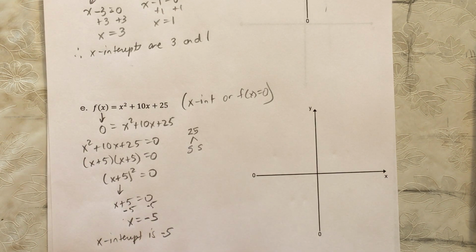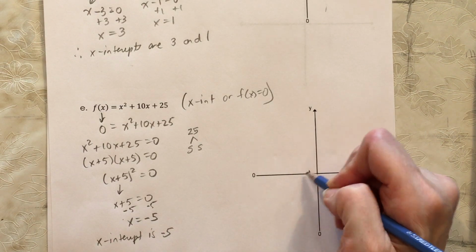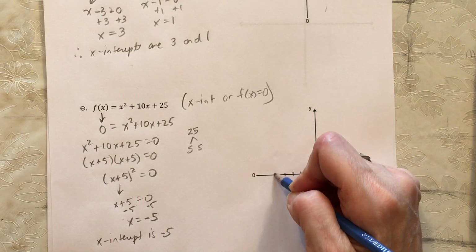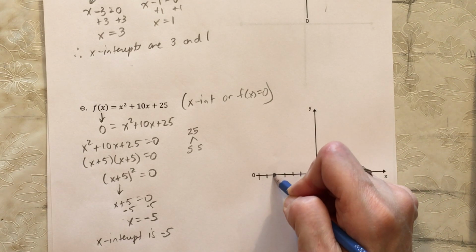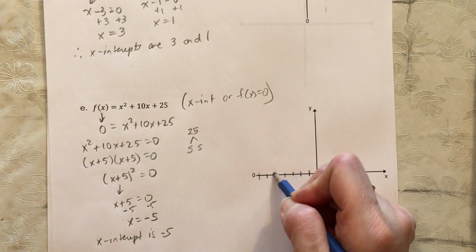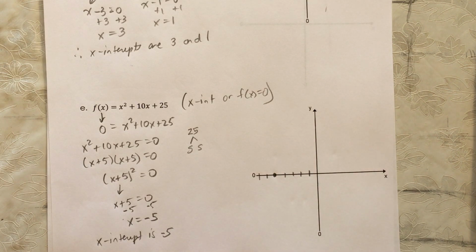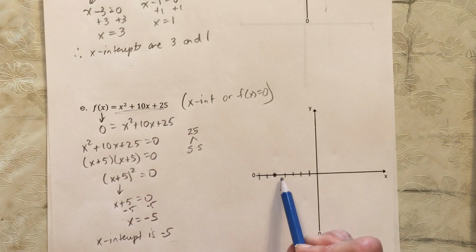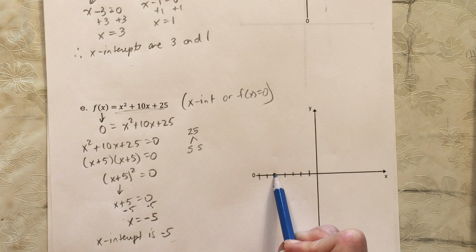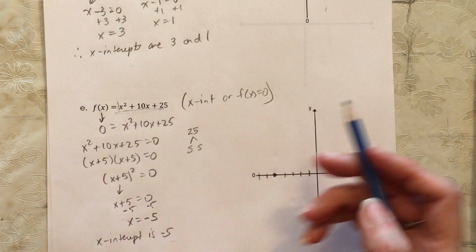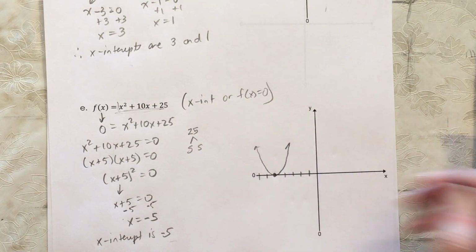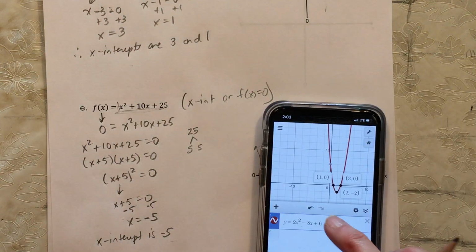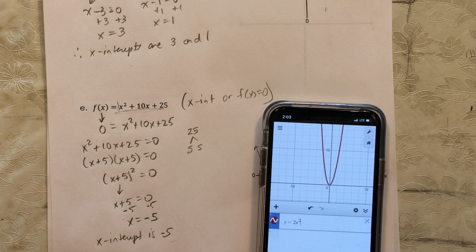Only one. If it's a parabola and there's only one x-intercept, that means the x-intercept must be the vertex. So there's only one x-intercept, it's at negative 5, but we know it's a parabola, which means the x-intercept must be the vertex. It's got a positive 1 for a step number, so it's going to be opening upwards. So that's what we expect it to look like. We can try it out here.